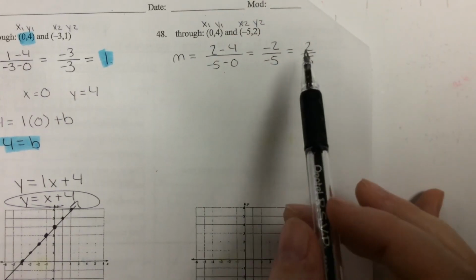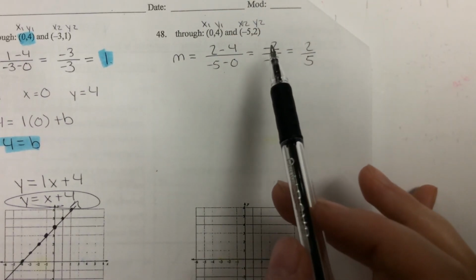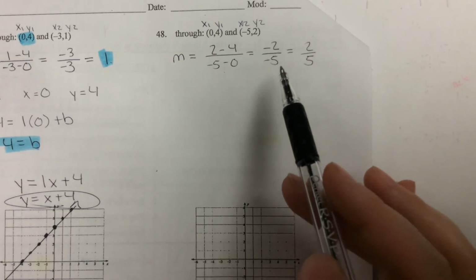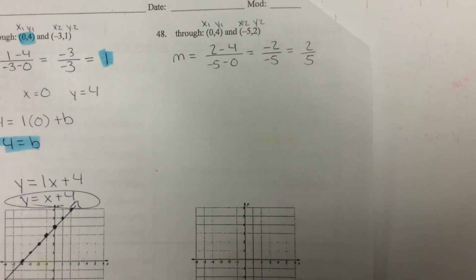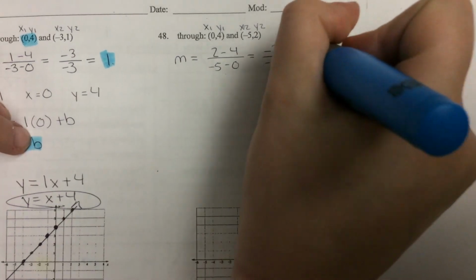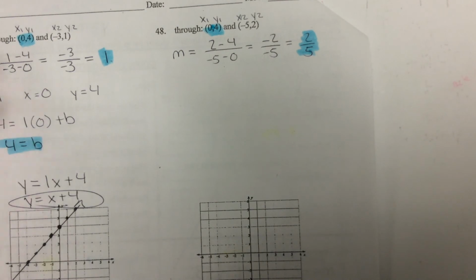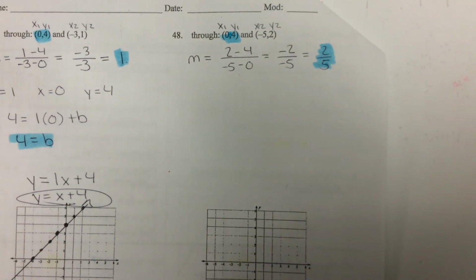Okay, hopefully you got +2/5. Please realize that a negative divided by a negative turns this whole thing positive, and it stays 2/5. All right, so now you have your slope, and choose one of your points. I'm going to just choose the first one and plug it in. Find your y-intercept, solve for b. Try that now again.